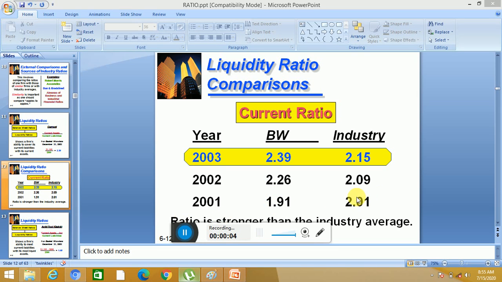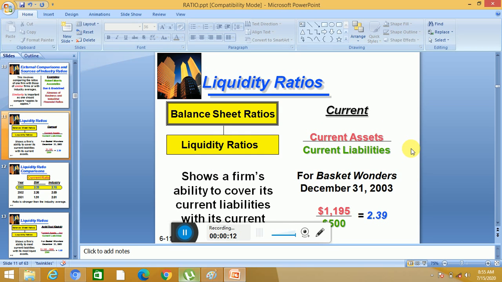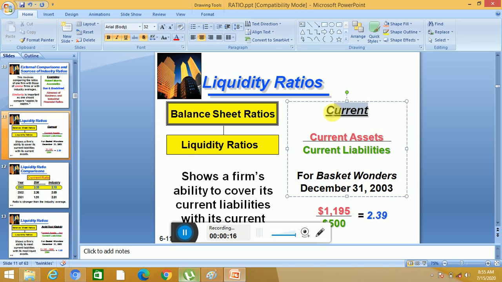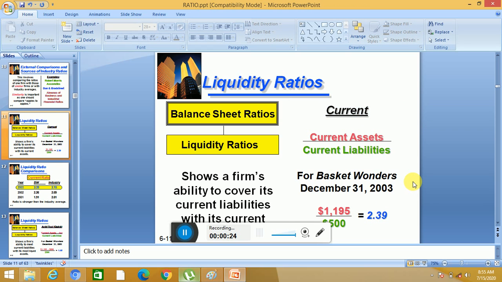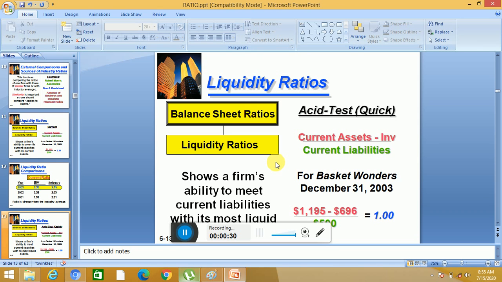Bismillahirrahmanirrahim. In the previous class, if you remember, we were discussing liquidity ratios. I told you there are two liquidity ratios. One is called current ratio, and we discussed that current ratio is basically current assets divided by current liabilities.